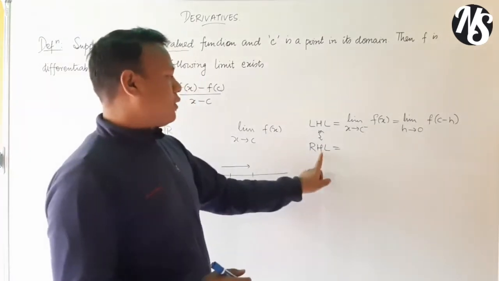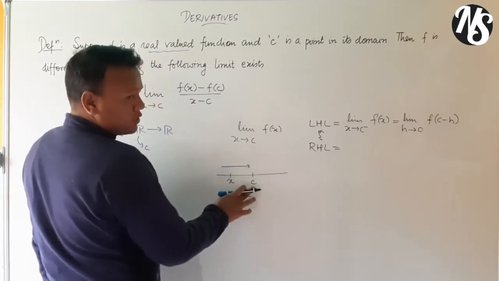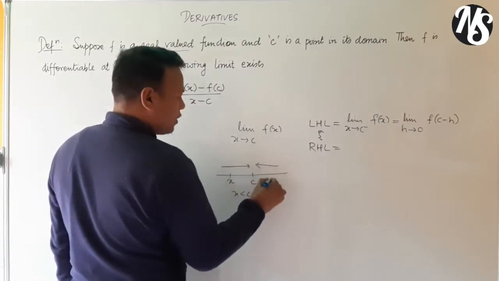All right, now let's go to right hand limit. Right hand limit means there is a point c and you are approaching c from the right hand side.